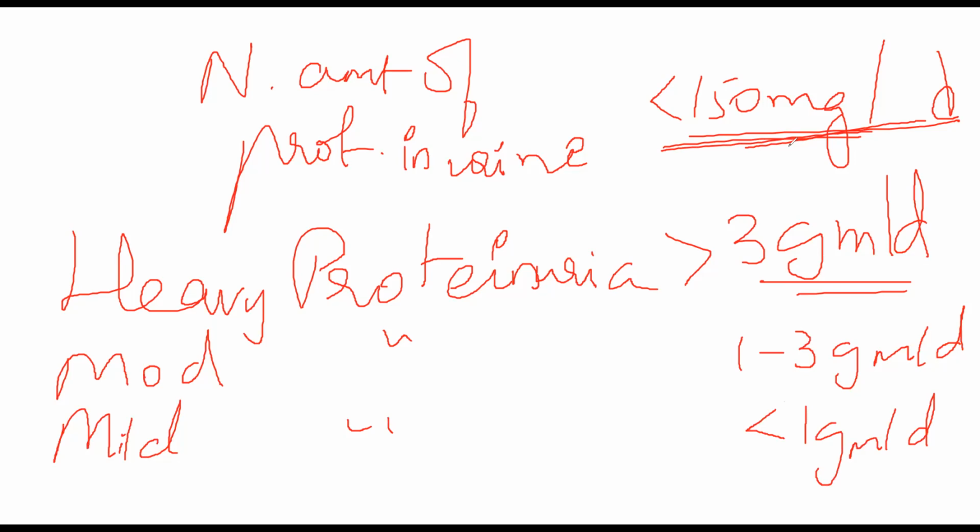ठीक है, 150 mg अगर नॉर्मल है तो 6 टाइम्स उसका 900 mg रहता है, तो 6 टाइम्स से बढ़ के हो रहा, that is when you classify it as mild proteinuria. Heavy proteinuria will be when it is 20 times higher than normal.